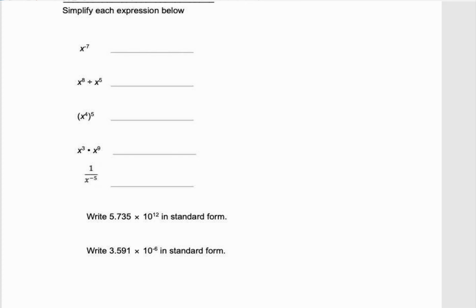Simplify each expression below. So if it has a negative exponent, that's not simplified. This first one, you can't see it very well on the screen. I hope you can see it better on your paper. It's 7 to the negative 7th, right? I don't want a negative exponent. What do I do to fix that? 1 over x to the 7th.